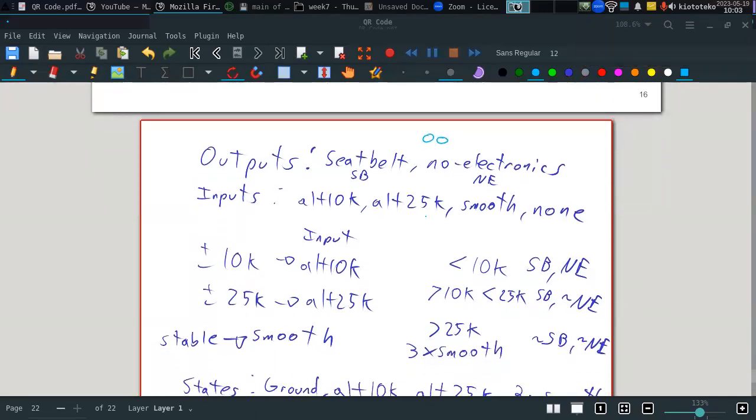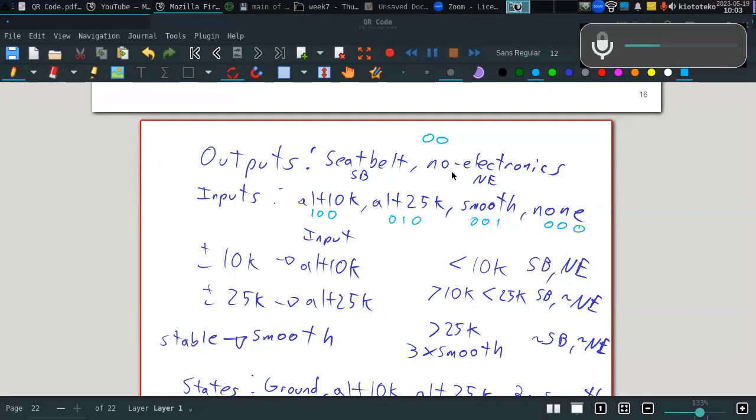To express input, we are using 3 bits, 1 for each possible condition, 1 for alt 10K, 1 for alt 25K, and 1 for smooth. And for example, alt 10K would be represented with 100, alt 25K with 010, smooth with 001, and none with 000. No? You can see that we could represent all this information with only 2 bits, but because we are using one hot state encoding, we are using this notation.